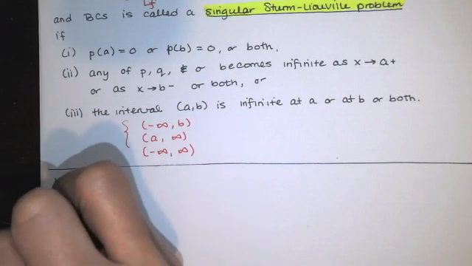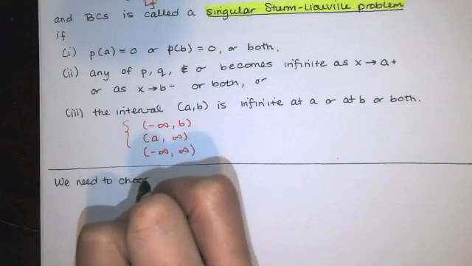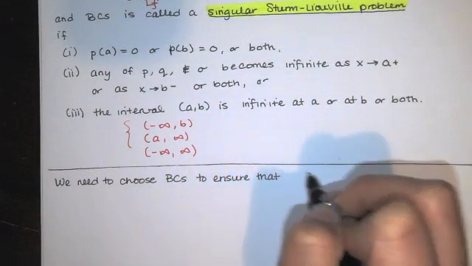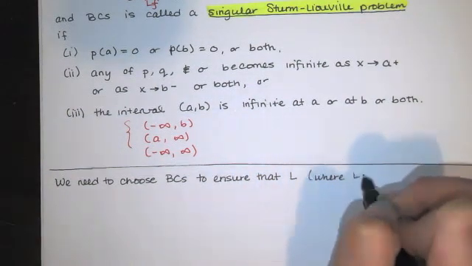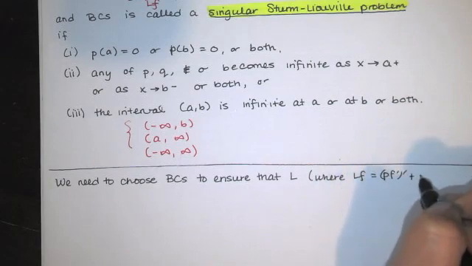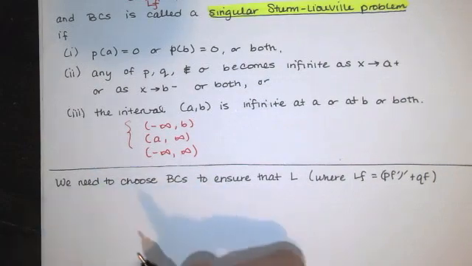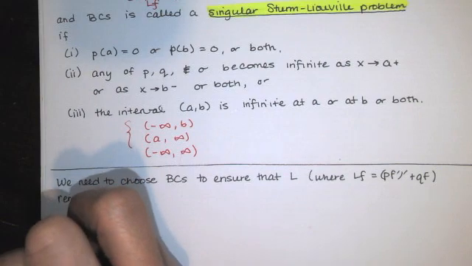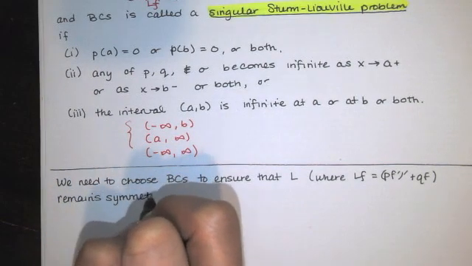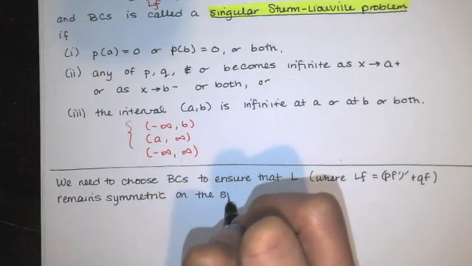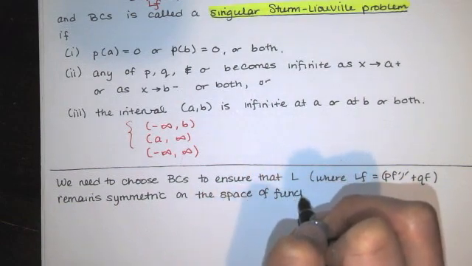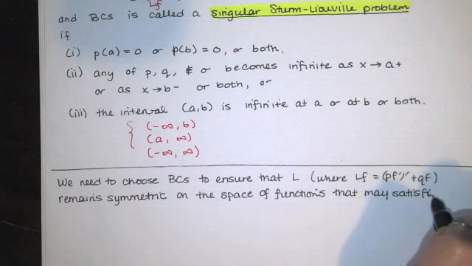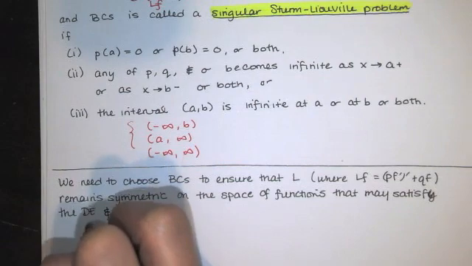So let's write this down. Let's say we need to choose boundary conditions to ensure that the operator L, where L applied to f is p f prime prime plus q f, remains symmetric on the space of functions that may satisfy the differential equation and the boundary conditions that we're interested in.